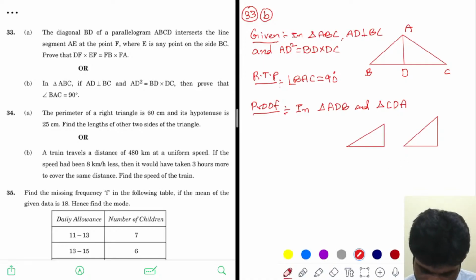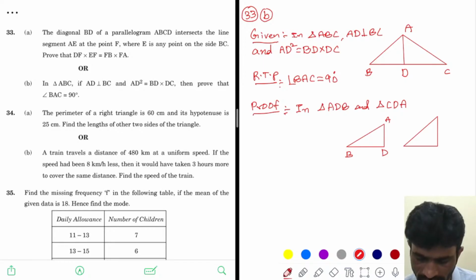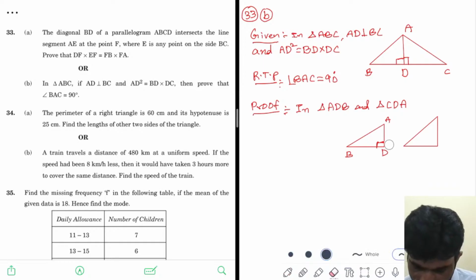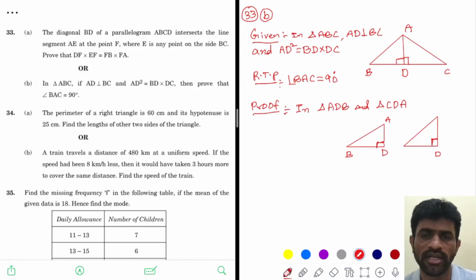In these two triangles, the first one is ADB. Take ADB as it is. But when you are taking the other triangle CDA, we already know angle D is 90 degrees. In CDA also angle D is 90 degrees, so D should be at the corresponding position of D in ADC.